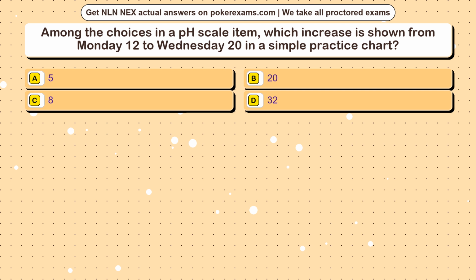Question 15. Among the choices in a pH scale item, which increase is shown from Monday 12 to Wednesday 20 in a simple practice chart? Option A, 5. Option B, 20. Option C, 8. Option D, 32.